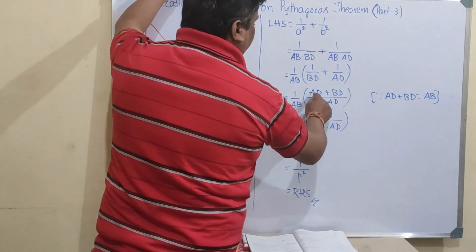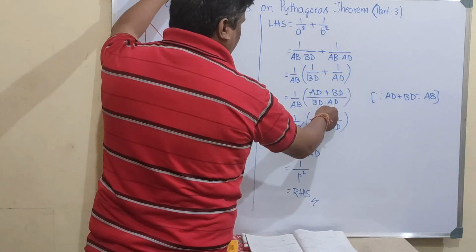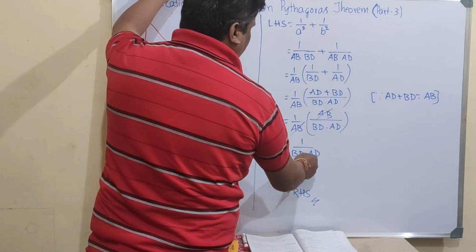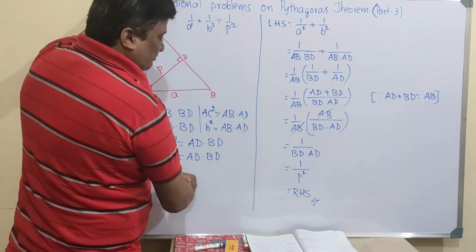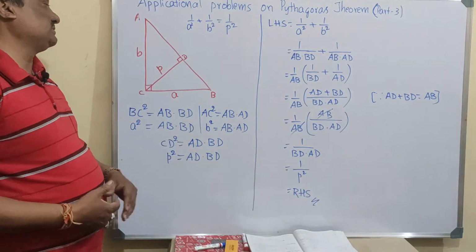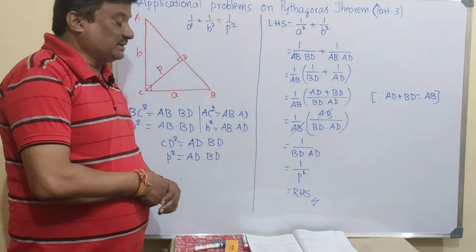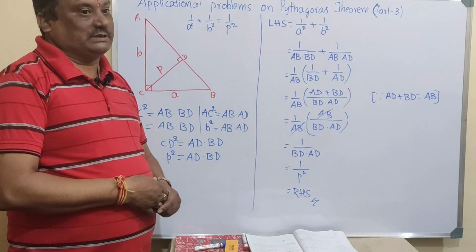That is 1 by AB. For AD plus BD, we can write AB. AB gets cancelled. That is 1 by BD into AD. So for BD into AD, we can write P square. That is 1 by P square. That is RHS. And it is one of the most important problems for the board examination.